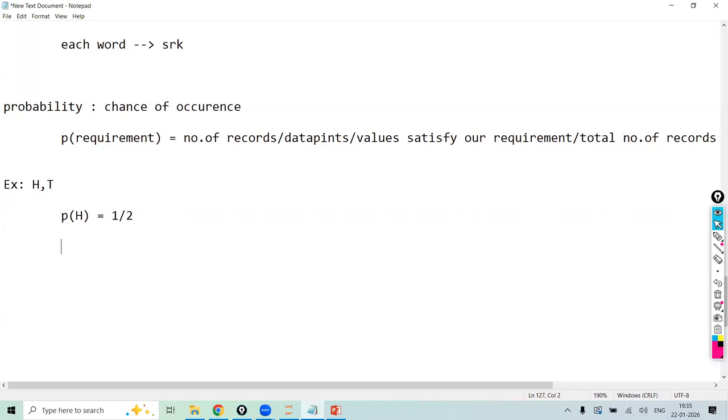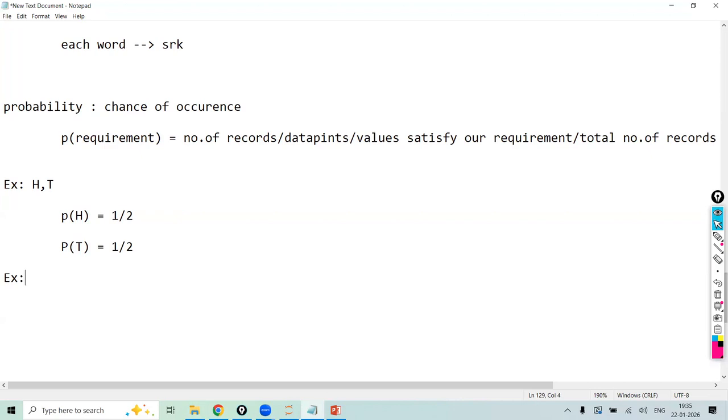Now similarly, what is the probability of tail? How many total values are there? Two values. In that, how many is your requirement? One only. So it is automatically 1 by 2. This is example number 1.